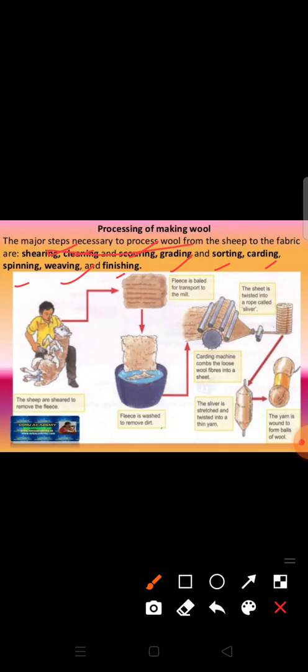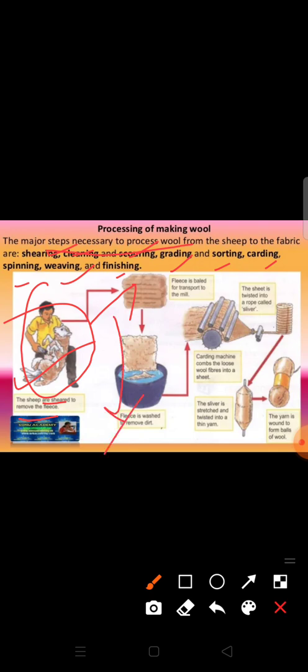Okay, so the first process is shearing. In the processing of making wool, the first step is shearing. In this process the sheep are sheared to remove the fleece. You can see here also in this diagram the sheep are sheared to remove the fleece, and after that this fleece is baled for transport to the mill. And after that this fleece is washed to remove the dirt. So this is the third step.